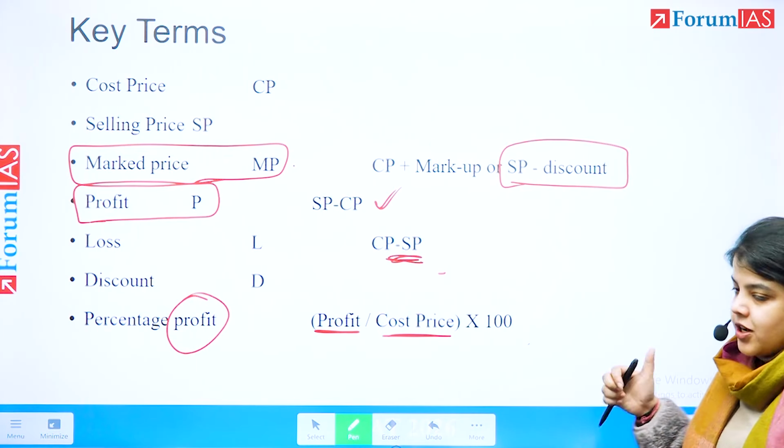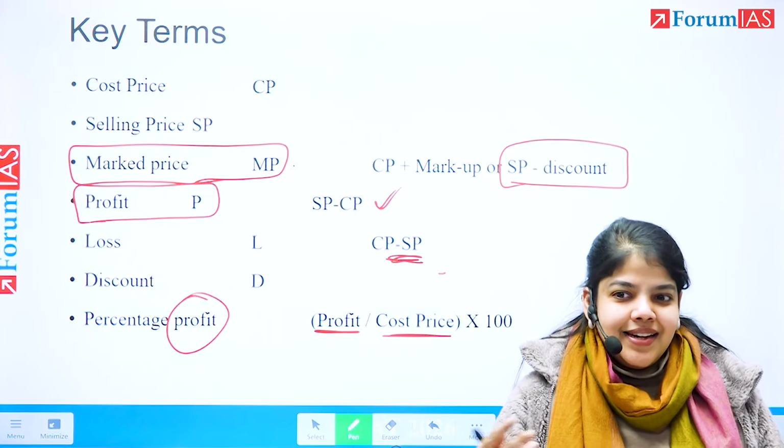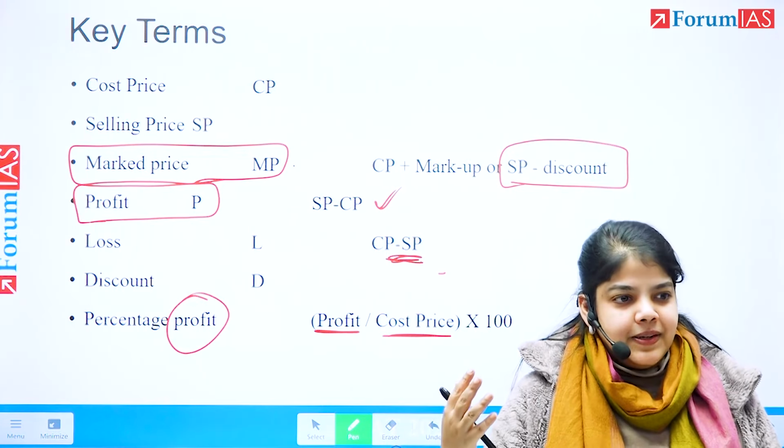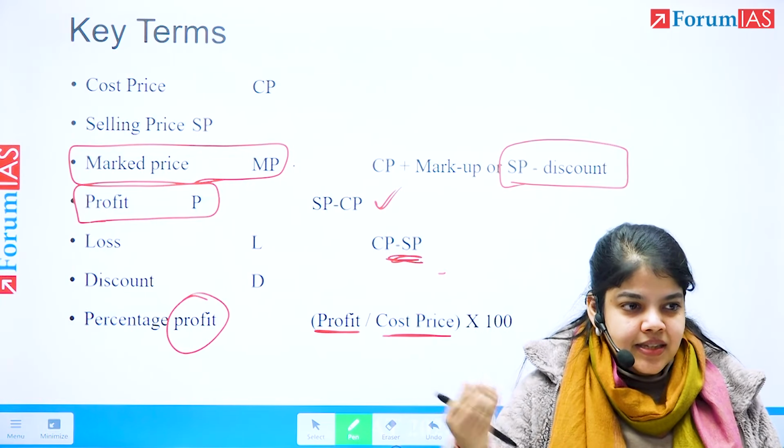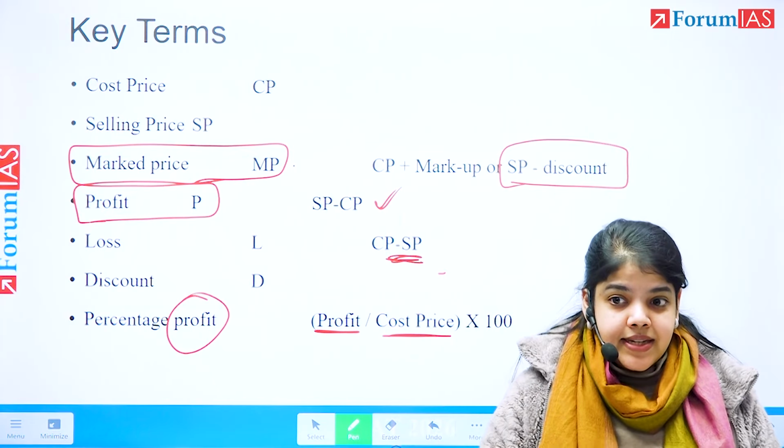Because you're buying something for, you buy a car for 5 lakh, let's say, you sell it for 2 lakh. What is the loss? 3 lakh. Because selling price is now lesser.